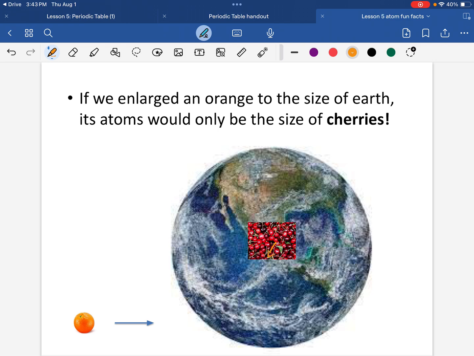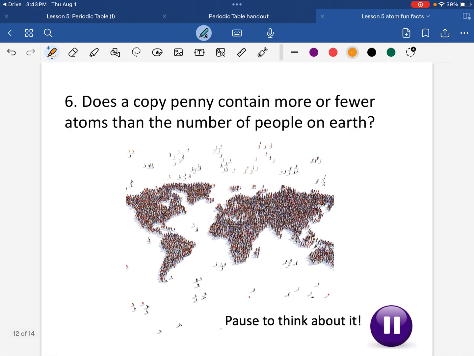They would only be the size of cherries. Atoms are so small that if we enlarge an orange all the way to the size of Earth, our entire Earth would be filled with cherries, and those would be the size of the atoms that make up the orange. Crazy.